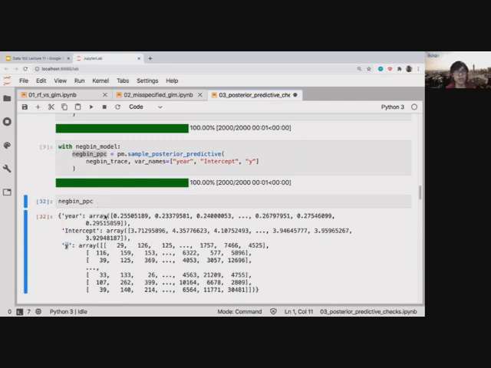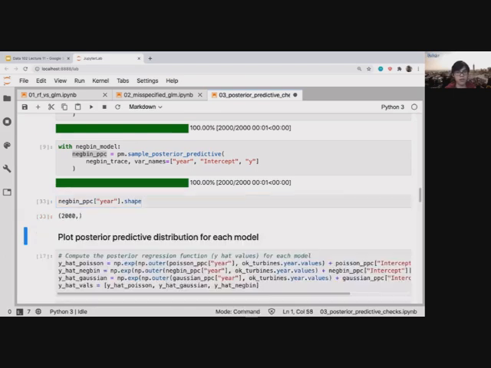Year and intercept are just going to be vectors of length b, where b is the number of replications. We can check over here what the shape is. We did 2,000 replications. And for y, we have 2,000 replications, but 17 observations. So this is going to be a 2,000 times 17 matrix.